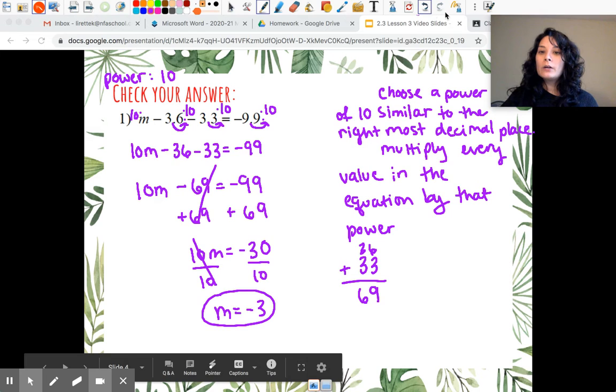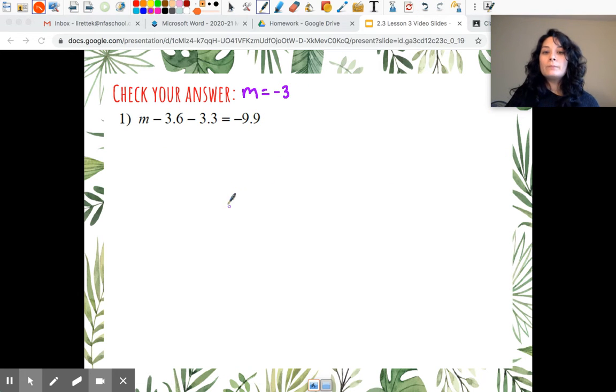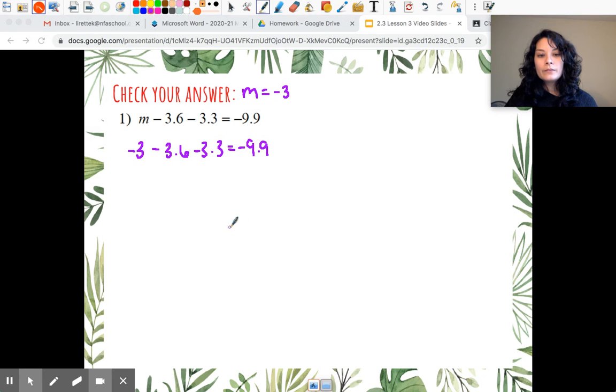We're also going to check our answer in this lesson. So we got that m was equal to negative 3. So everywhere I see an m, I'm going to replace it with that number. Everything else gets copied exactly the same. And on the left, I'm just going to evaluate. That's a fancy way of saying do the math and get it down to one number.